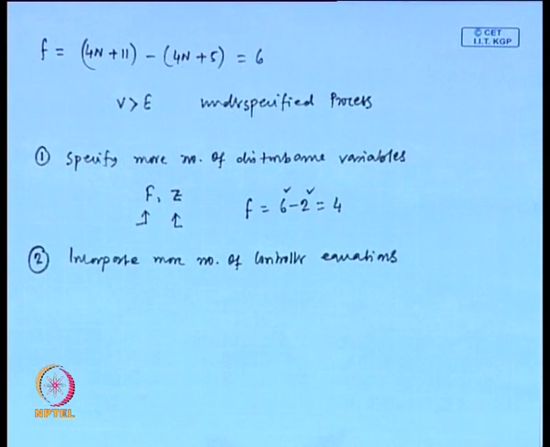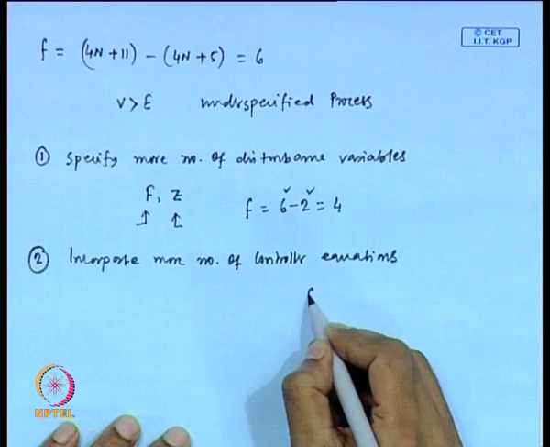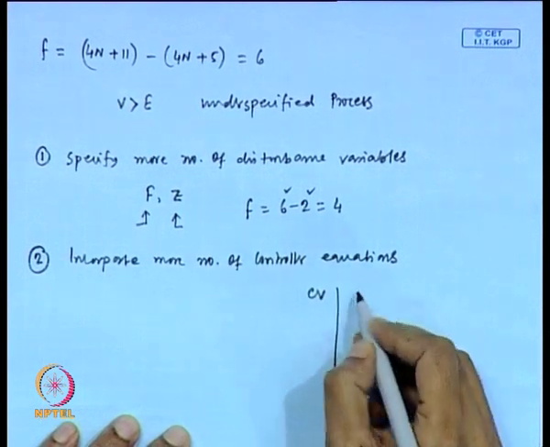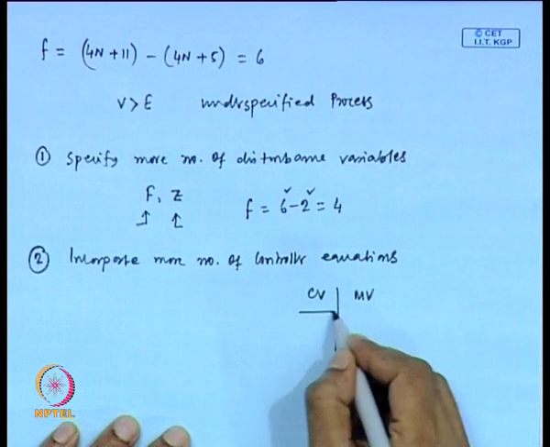So, before writing the controller equations, we need to couple controlled variable, manipulated variable pairs. What are the controlled variable and manipulated variable pairs to be considered for the example column? That we need to decide. So, controlled variable, manipulated variable.